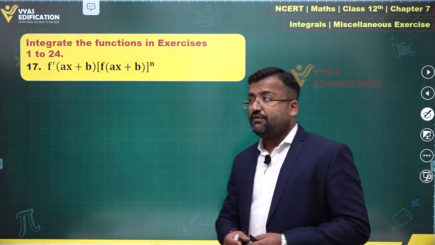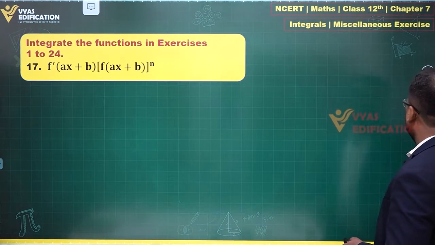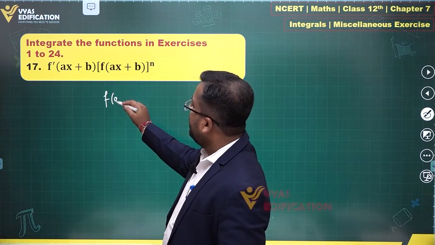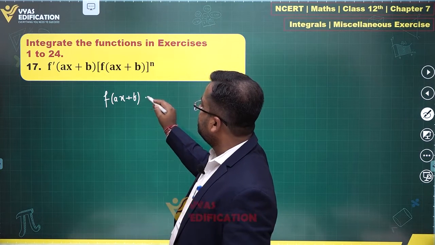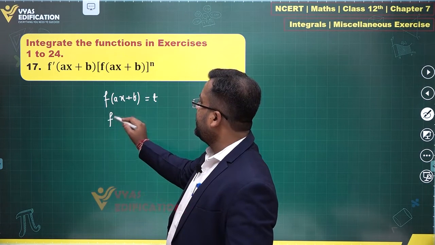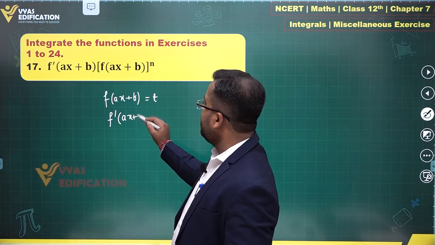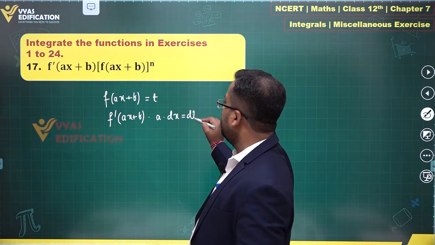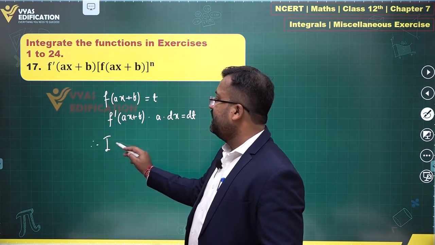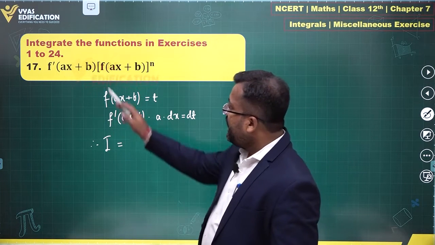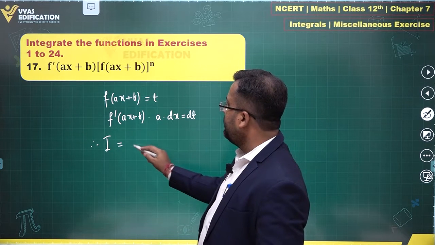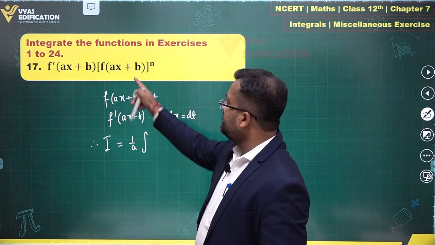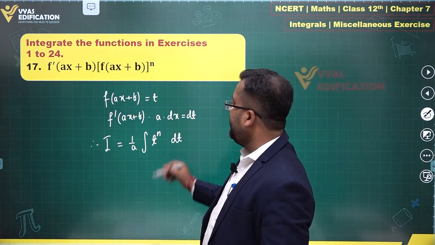In the 17th question, we have f prime of ax plus b times f of ax plus b to the power n. If you note, I can substitute f of ax plus b equal to t. What I'll get is f prime of ax plus b times a dx is equal to dt. Therefore, the integral will be equal to what? f prime of ax plus b dx will be 1 by a dt, and f of ax plus b is t, so this will be t to the power n.